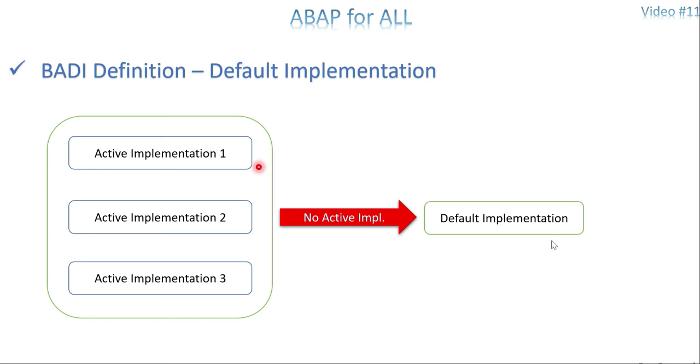Another point is that this scenario would be useful for SAP at the product level. They might have their own standard implementation for a few of the BADIs. If there is no active implementation for a particular BADI, it executes the standard implementation. So they might have used this option for their own use. That is the idea of default implementation.